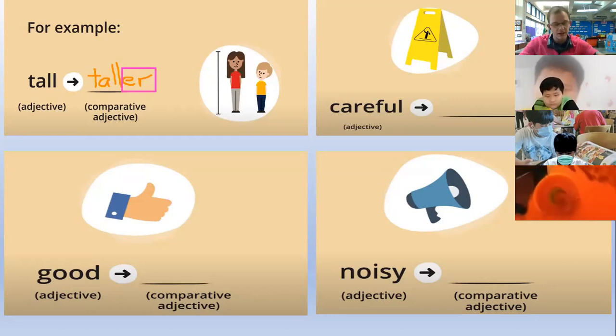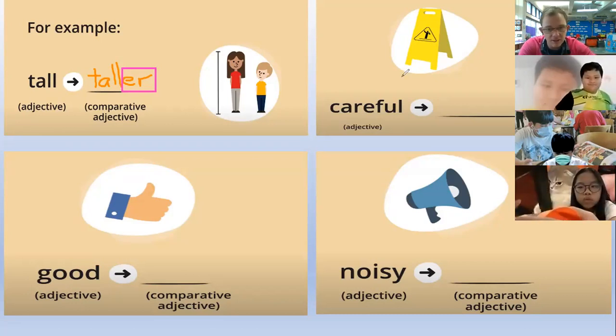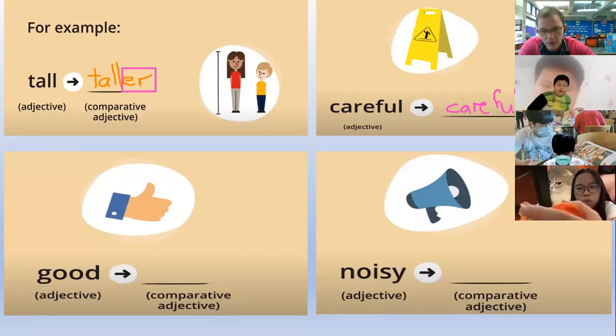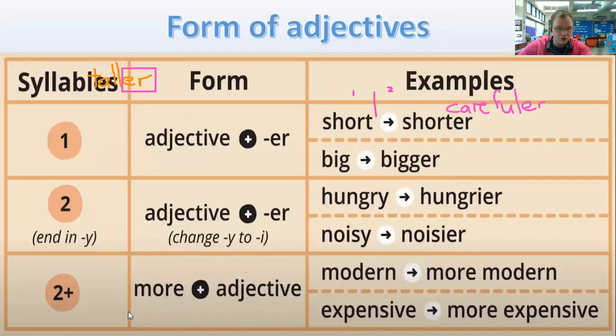Carefuler. Okay, let's write it down first. It's almost correct, not 100%. Let's have a look at why. Why is this one not 100%? Because we have two syllables. We have care and full. And what is the rule when we have two or more syllables? Look at the one at the bottom here.